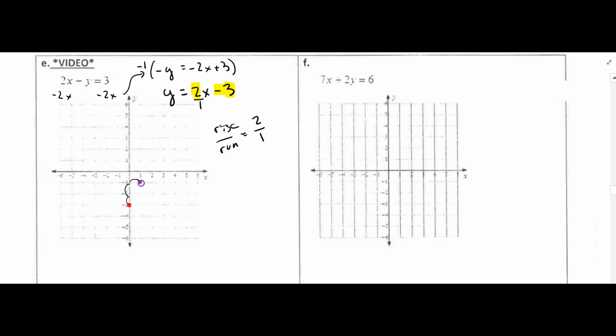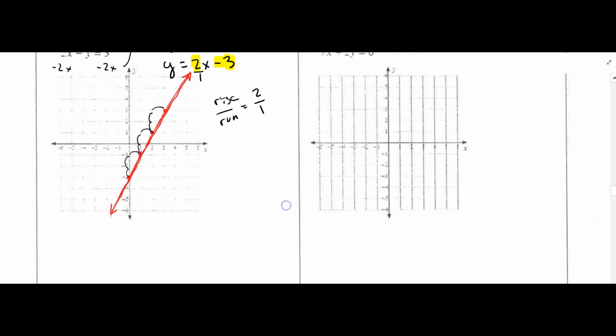So that gives me another point there. Let's graph a couple more. Up 2 to the right 1. Let's do one more. Up 2 to the right 1. That gives me a fourth point. We don't really need 4, but since they're kind of close together, it'll help me get a more accurate graph. So here's my line that goes through those 4 points with a positive slope of 2.